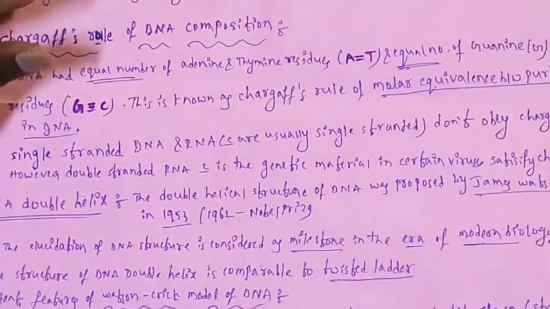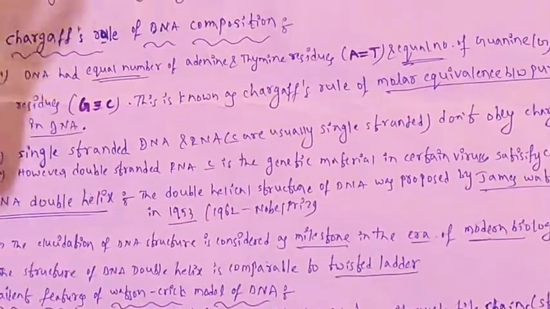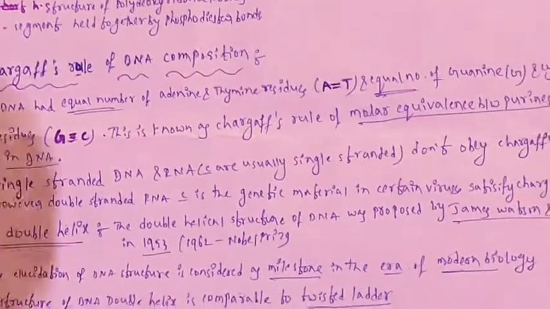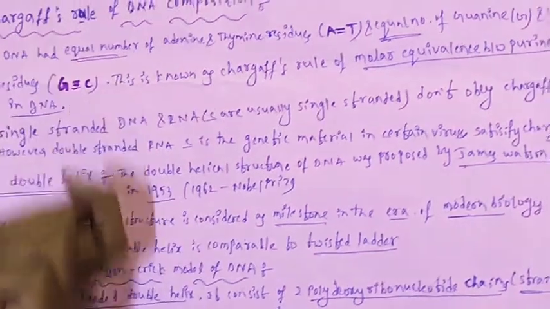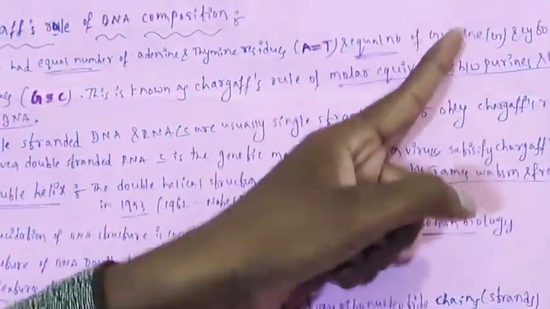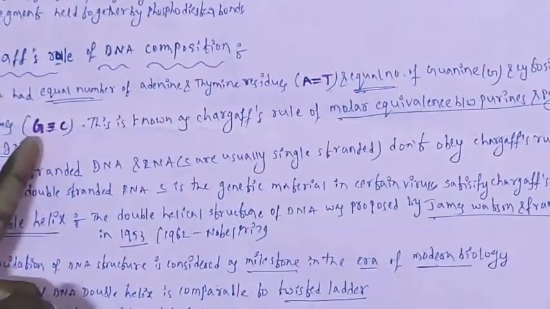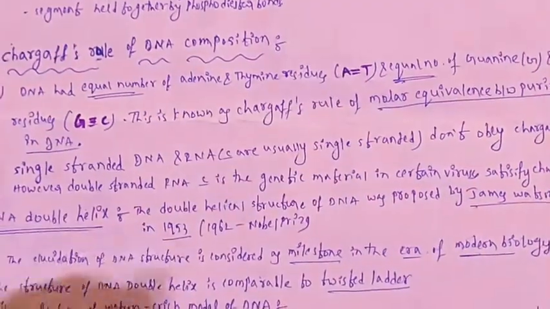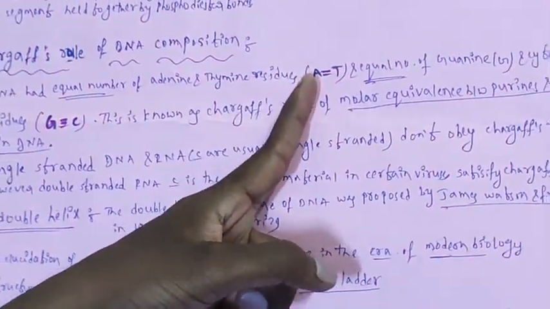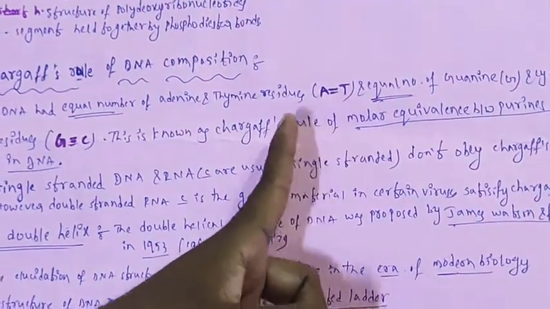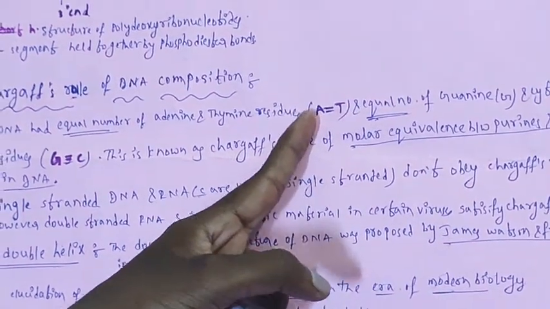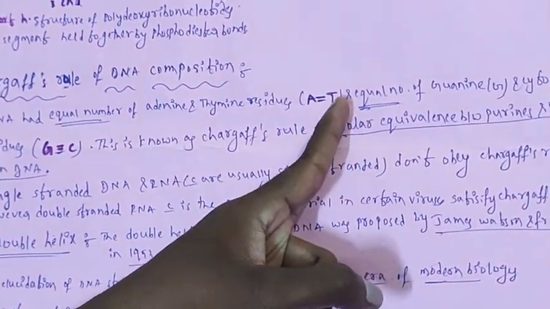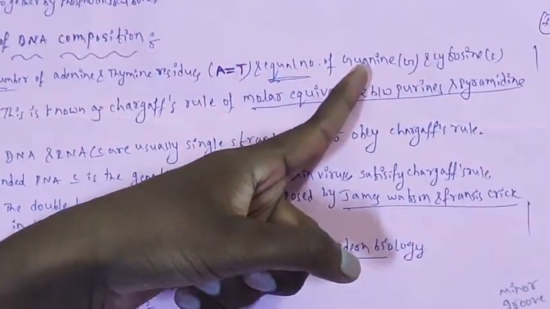Here we know that adenine, thymine, guanine, cytosine, these four nitrogenous bases are present in the DNA. Adenine is connected to thymine through hydrogen bonds, and guanine is connected to cytosine through hydrogen bonds. Whatever amount of adenine is present in the DNA, the same amount of thymine will be present. If 25 adenine are present in DNA, the same number, 25 thymine, will be present. Also, if 25 guanine are present, the same number of cytosine will be present in the DNA.